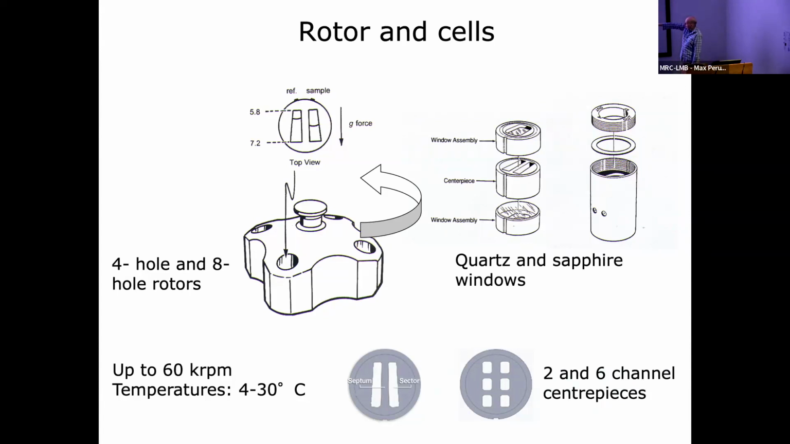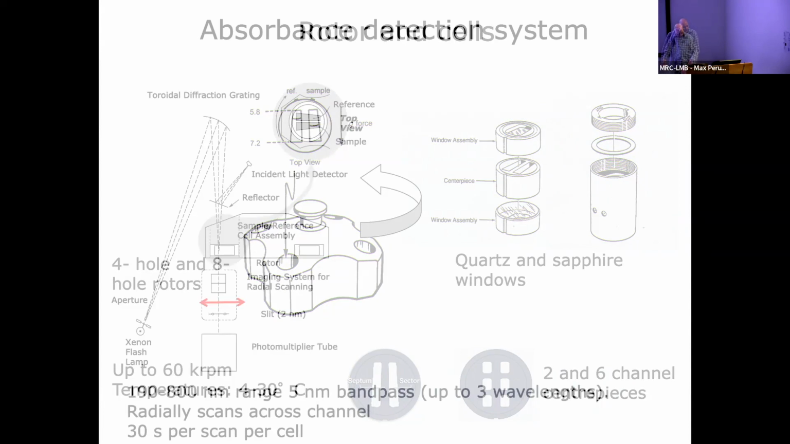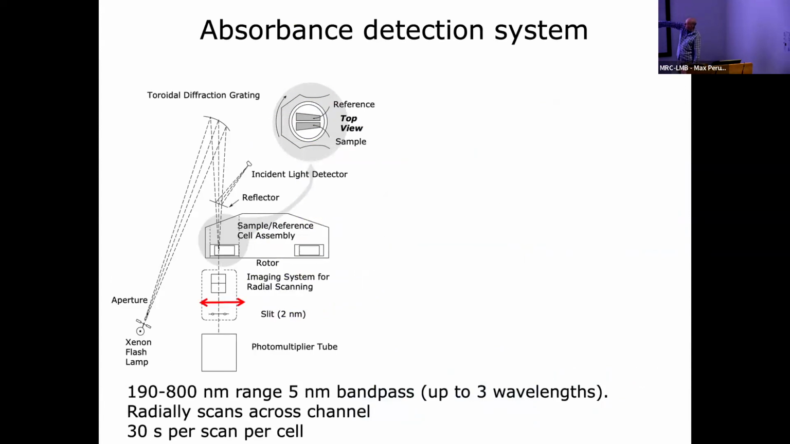And the centerpieces we've got here are 2-sector or 6-sector ones. So then light is just shone in for the absorbance. We're just going to shine light up, and it's going to reflect down through the sample. And then at the bottom, there's a photomultiplier tube, and then there's a radial scanning system. So of course, you've got to think this thing is spinning at 50,000 RPM, and this has also got to scan.